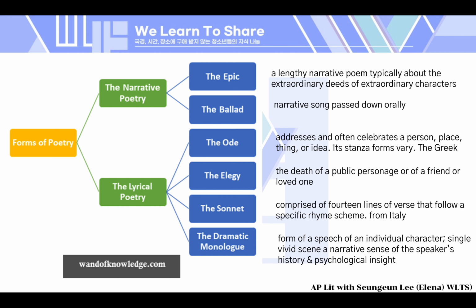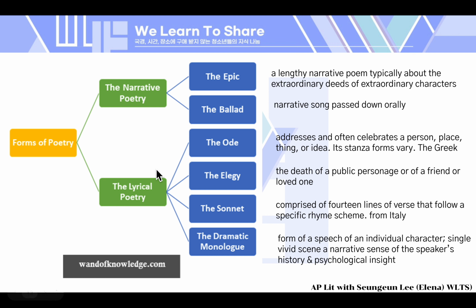So there are basically two large types of poetry or forms of poetry. First, we have the narrative poetry, which talks about stories, and we have the lyrical poetry that's more like a song. And in terms of the narrative poetry, we have two different types. We have the epic, which is a lengthy narrative poem, typically about the extraordinary deeds of extraordinary characters. So it's very epic. And we also have the ballad, which is a narrative song passed down orally.